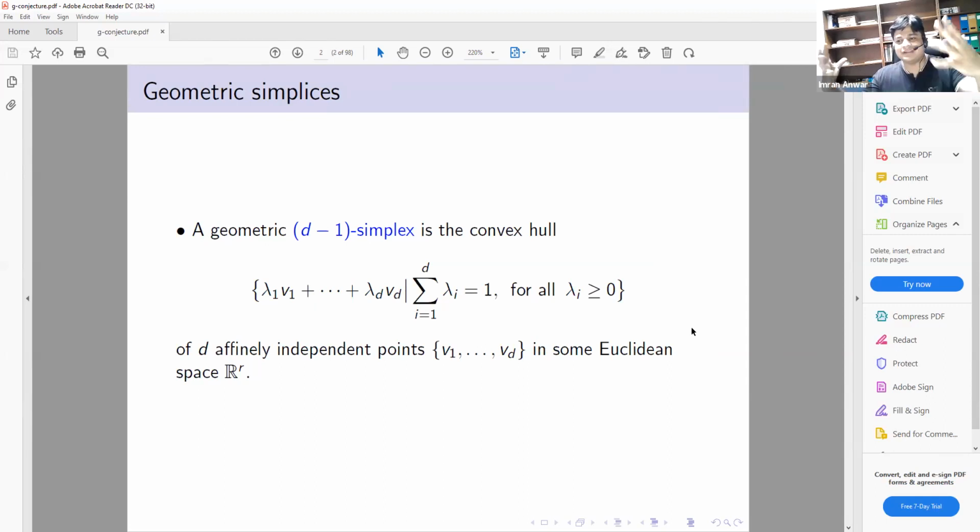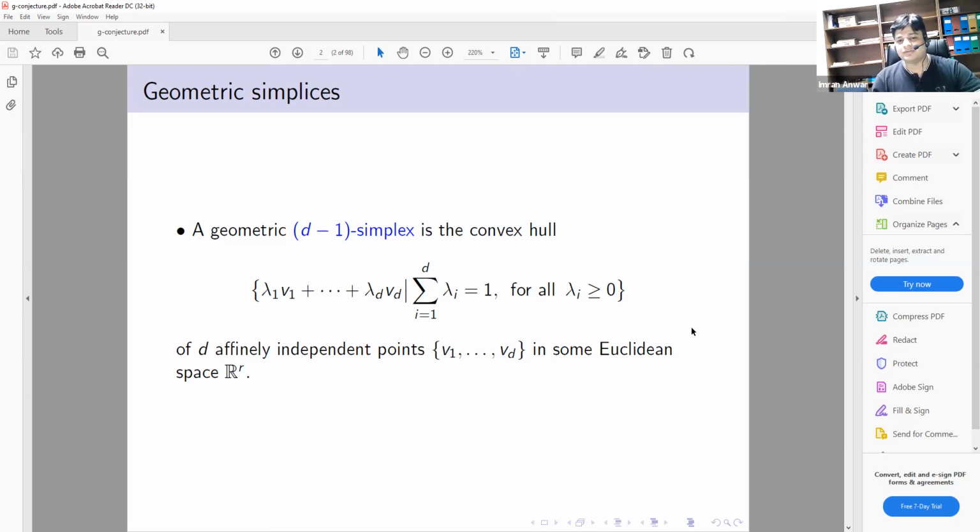In order to just get an idea, what are affinely independent points in some Euclidean space? It means that if I pick 3 points, I can pick 1 point as a center, so I can make 2 vectors. Those 2 vectors, taking 1 point as a center, should be linearly independent.